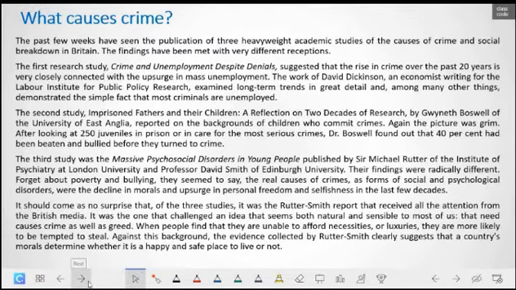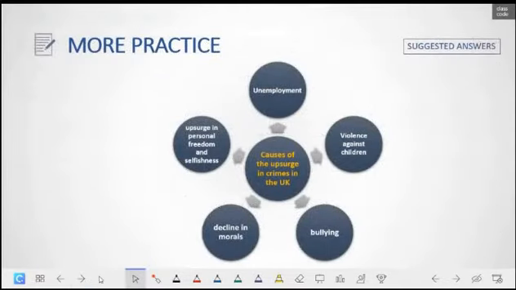Let's have a look at the model answer. So we have causes of the upsurge in crime in the UK. We have unemployment, violence against children, bullying, decline in morals, and there's upsurge in personal freedom and selfishness. Yeah, selfishness. That's how you pronounce it.